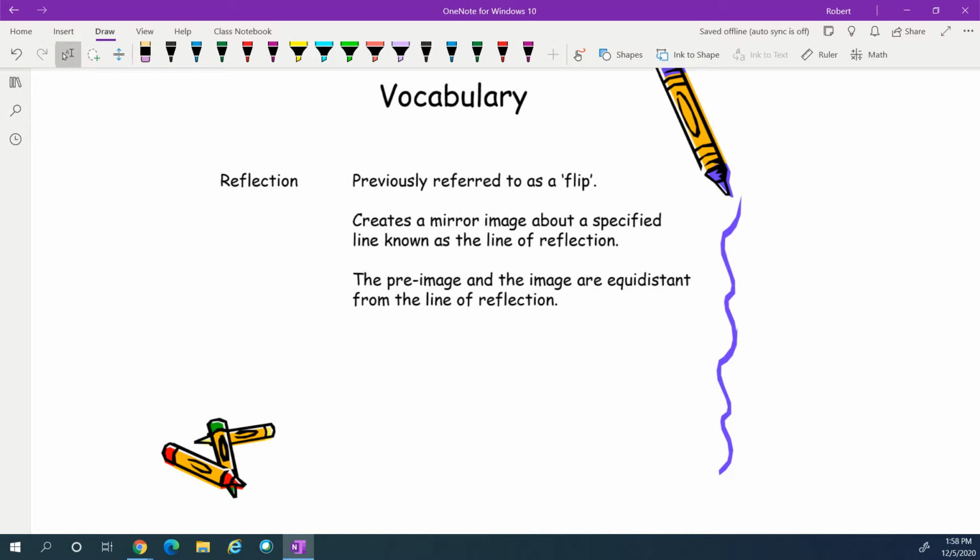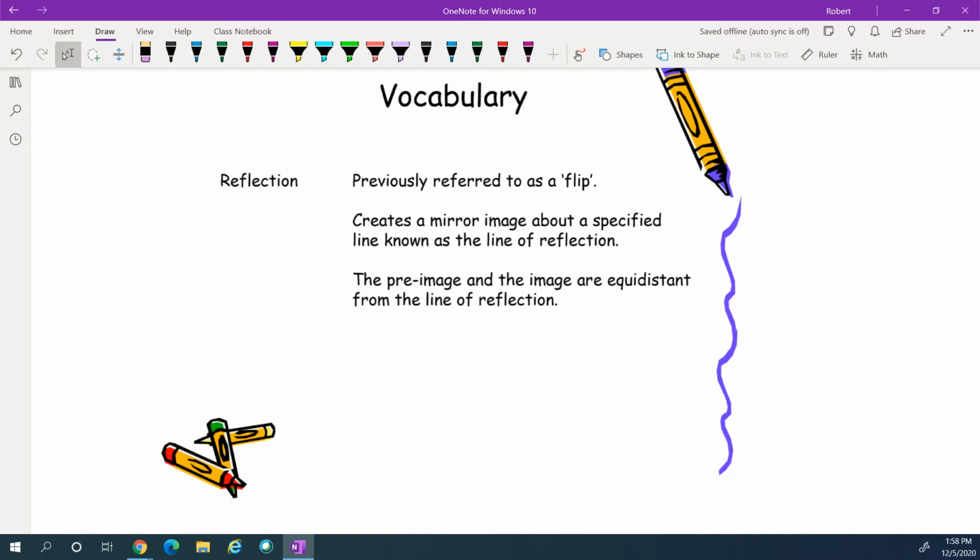Now, psychologically, our brain works very well to see symmetry, especially when there is a vertical line of symmetry or again a line of reflection. These are kind of interchangeable terms for us. So if we can see the line of reflection, it does make things a whole lot easier.